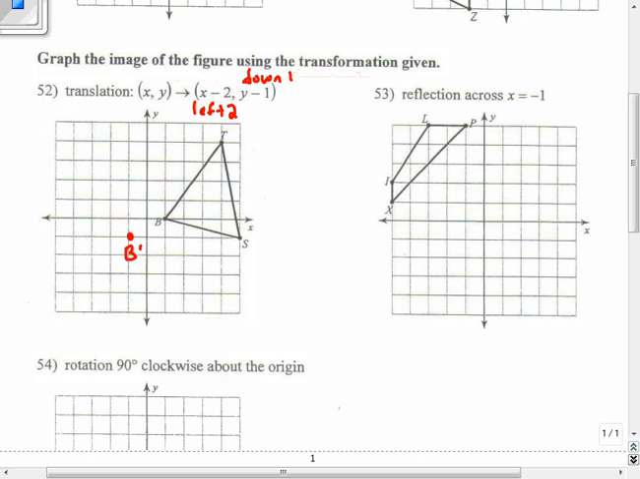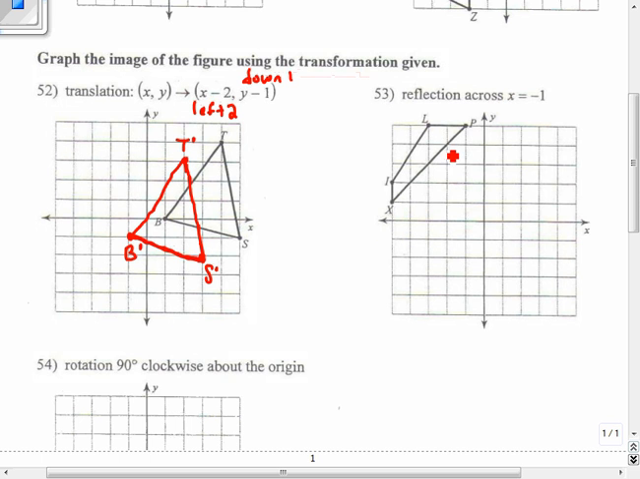So let's take one of our vertices, left 2, down 1. That's B prime. Take T, left 2, down 1. That is T prime. All right, take S, left 2, down 1. And that is S prime. So now you just get to connect them. Obviously, you need to use your straight edge. I don't really have a straight edge on the computer screen, so I'm going to do the best I can, but you need to use your straight edge. And that is our translation.